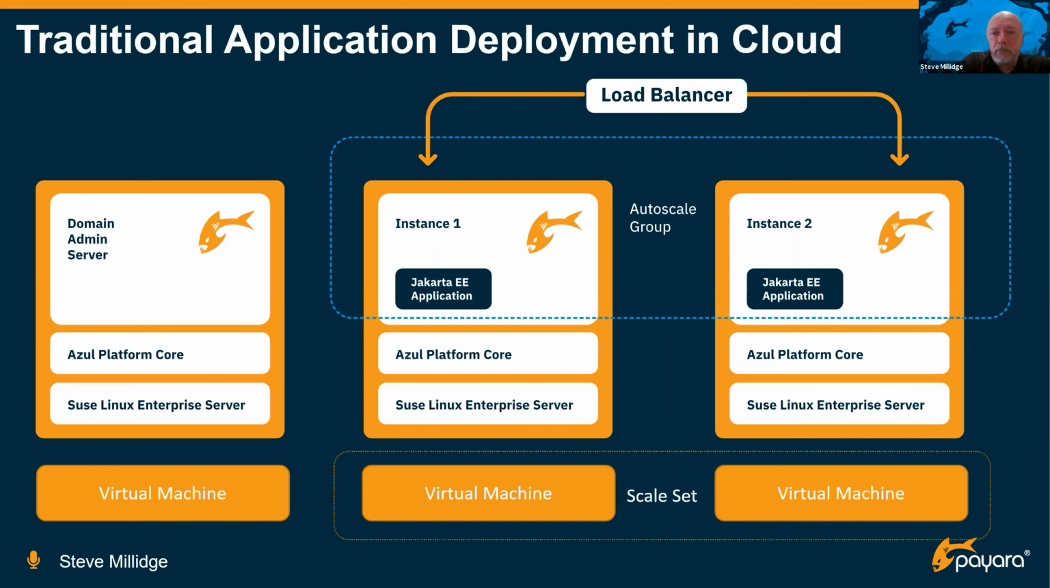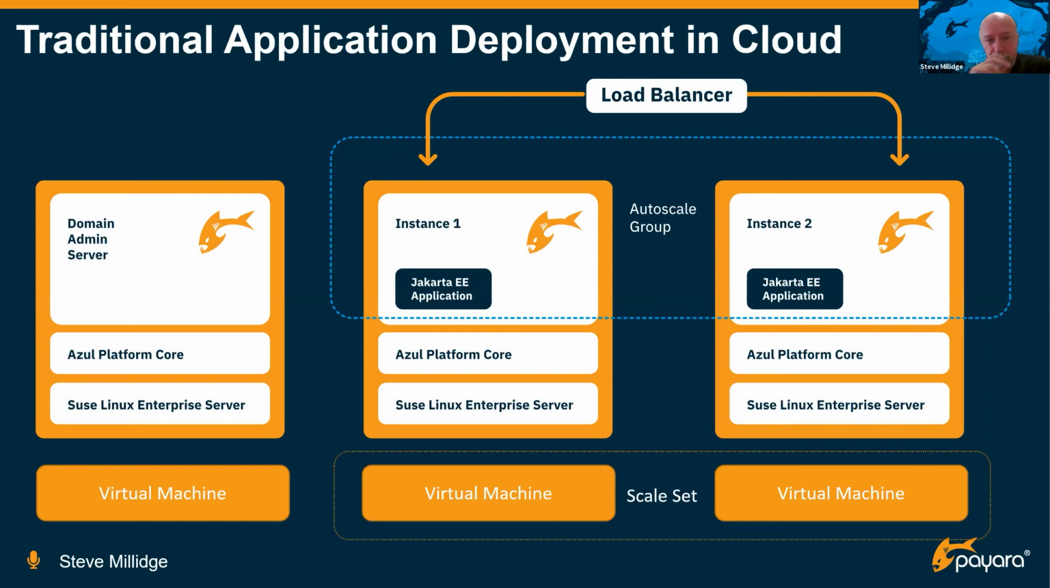And basically, Payara domain is built, and Payara 5 has specific support for these platforms. So in here, what we have in this picture, we have a load balancer. On Amazon, that would be an elastic load balancer, or just a standard load balancer on Azure.